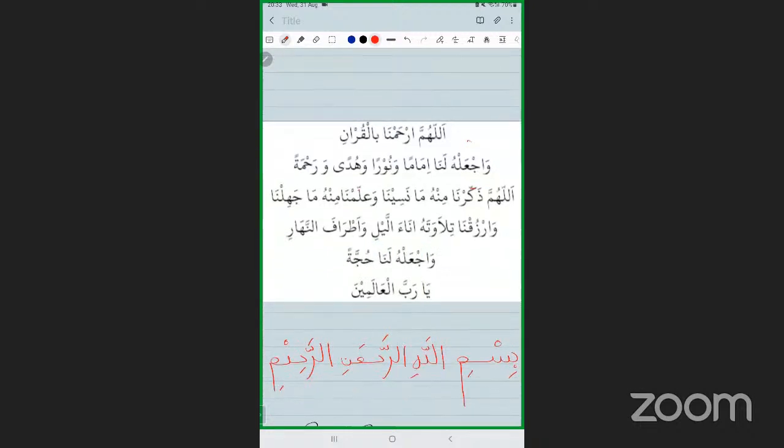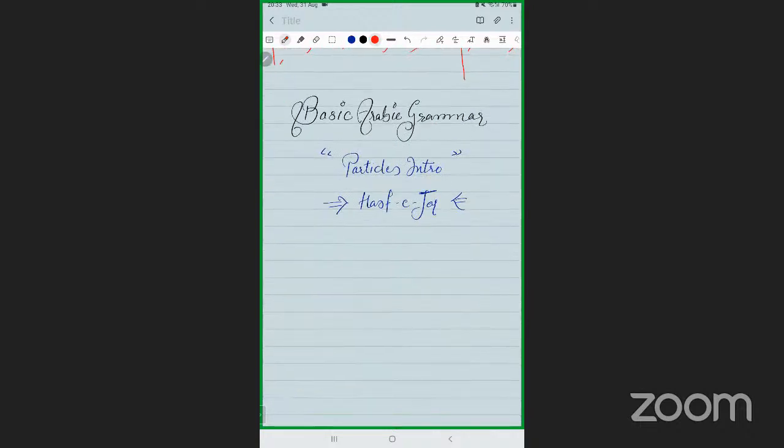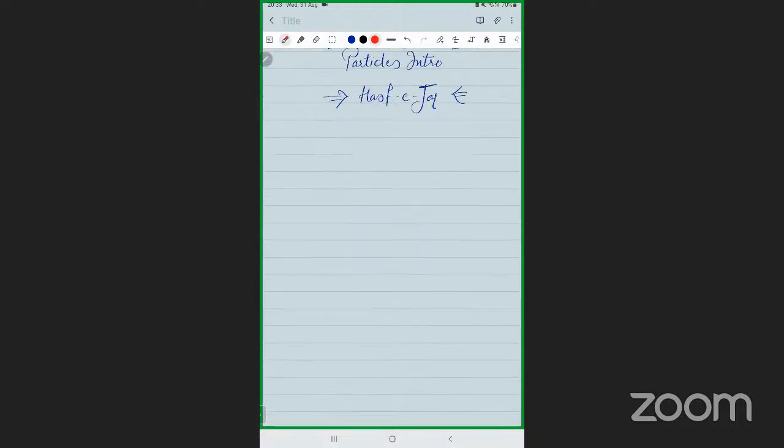We are in our basic grammar course. It's a basic course where we will learn the basic items of grammar. Inshallah, we have seen the parts of speech. How many parts of speech are there in Arabic?